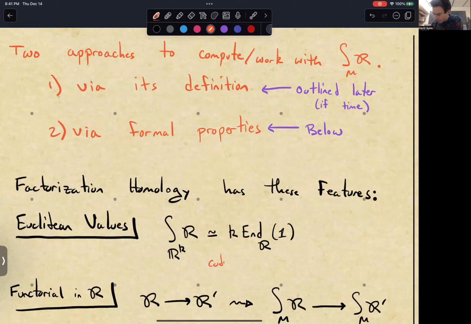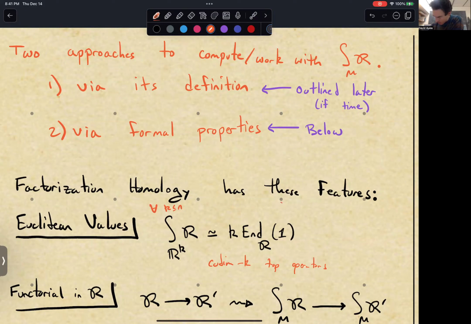Sorry, can you remind me about R again? R is an infinity n-category, right? And k is something smaller than n. Yes. So this holds for all k less than or equal to n.